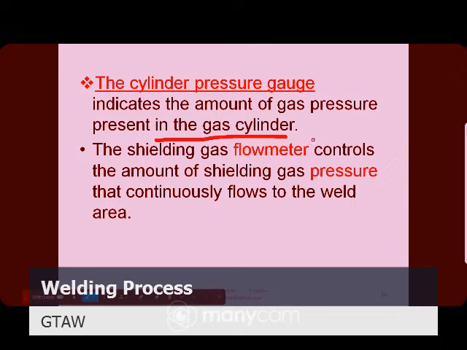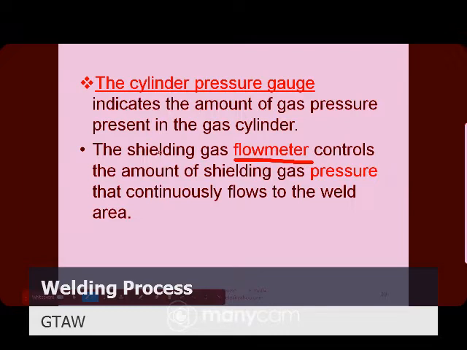This means the gas is a consumable shielding material. What shows the amount of gas in the cylinder? The pressure gauge, or the cylinder pressure gauge. And also there is the flow meter. In this case we can also use the regulator, but in gas tungsten arc welding, we can also use a flow meter.